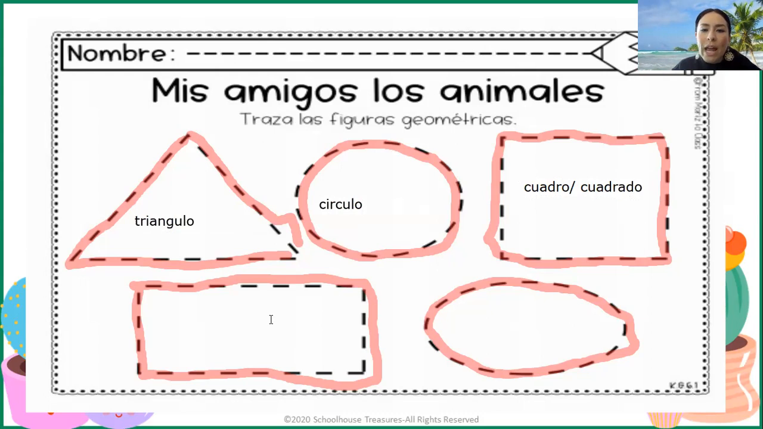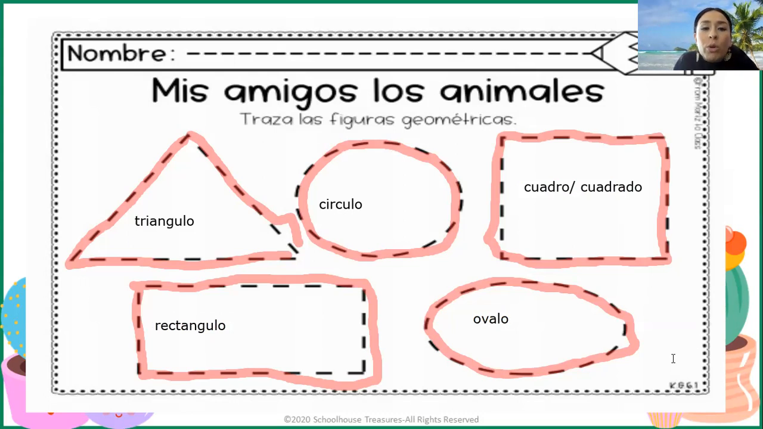Cuadro, cuadrado is a square, and a square has four equal sides. Okay, el rectángulo tiene dos lados largos y dos lados más cortos, okay? Rectángulo is a rectangle, y al final, el último es un óvalo. Óvalo. Ok, muy bien, estudiantes.